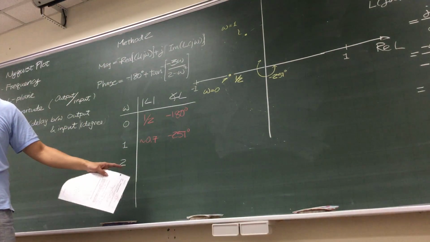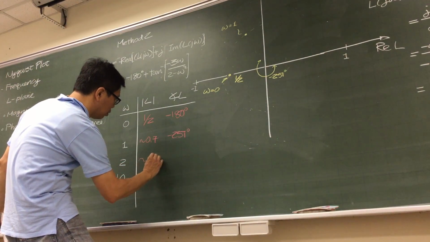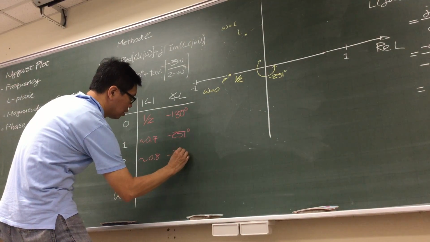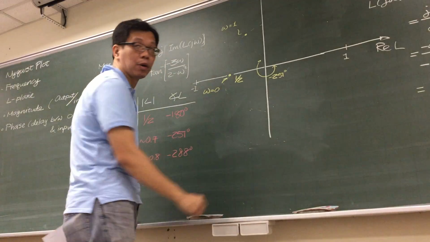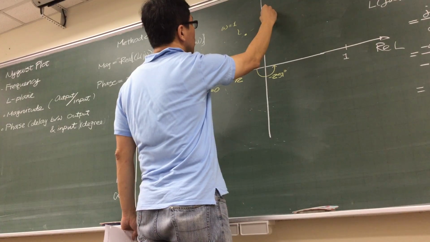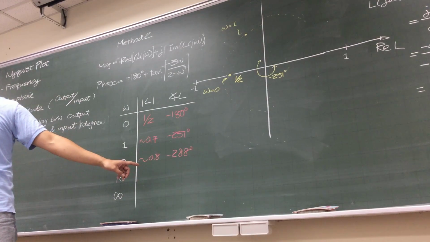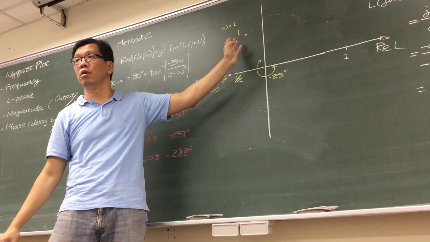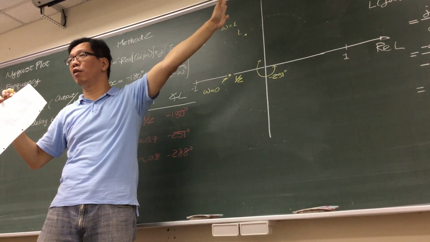Okay. Then if you do 2, omega equals 2, you're going to find this one over here is close to 0.8. And the angle becomes, now let me ask you a question. What are we going to do? The magnitude is just a little bit more. So it's about over here. And we got negative 288 degrees. Which quadrant will I draw the position? First quadrant, second quadrant? First. Second.